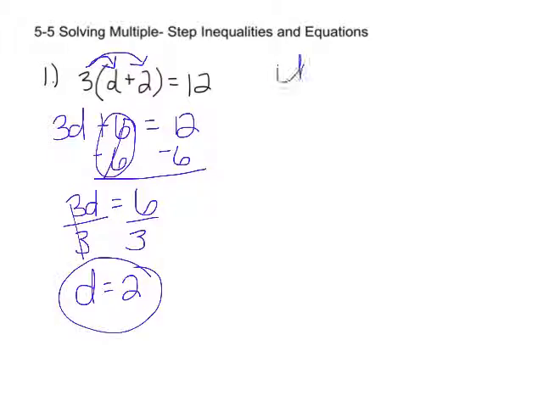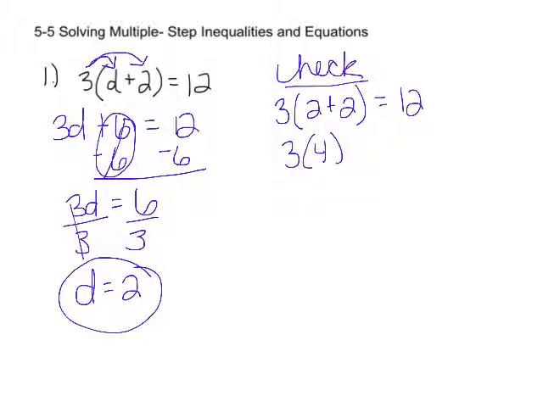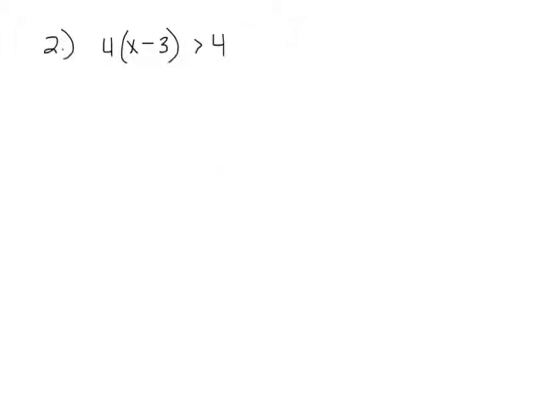And it wouldn't help or hurt to check, so that I get 3 times (2 plus 2) equals 12. So now I have 3 times 4 equals 12. So I get 12 equals 12, and since both sides of my equation equal the same, I know that I've solved it correctly. Let's take a look at an inequality example. And I'm going to solve it the exact same way that I just solved the last one.